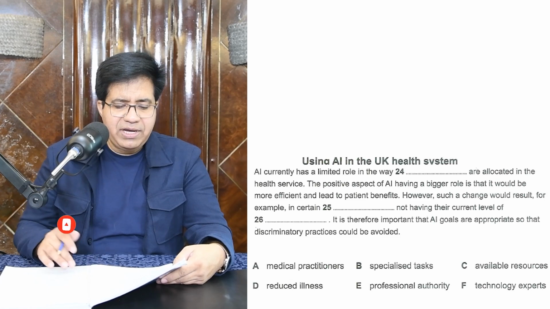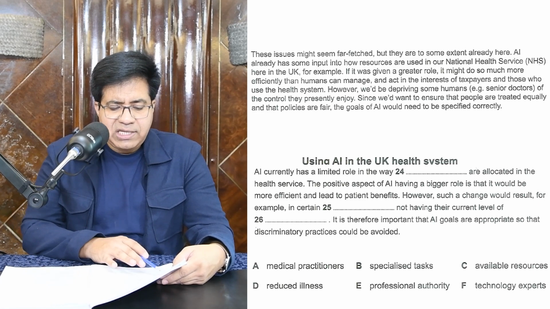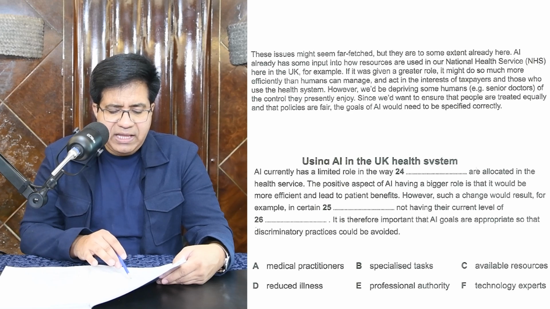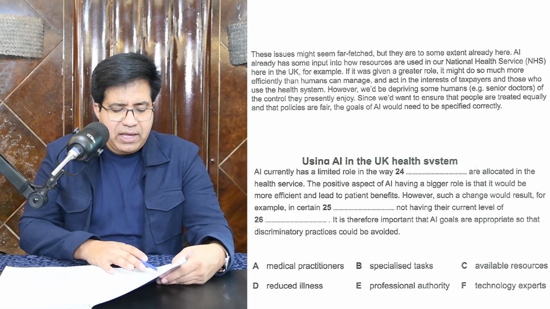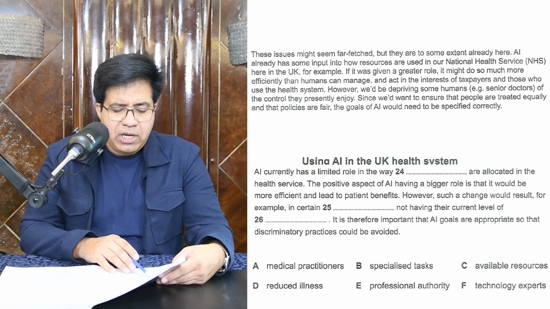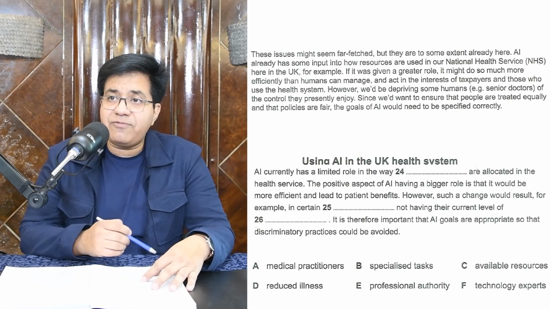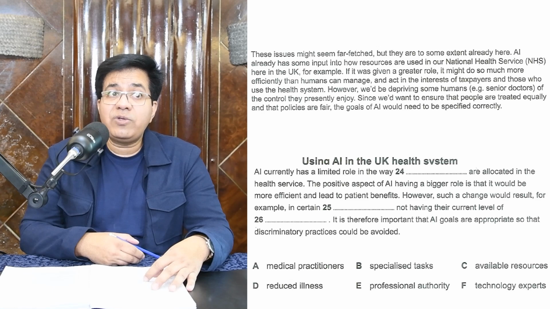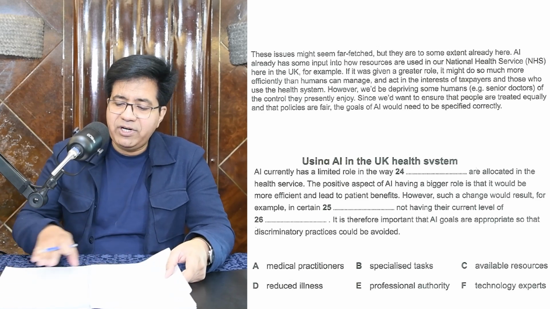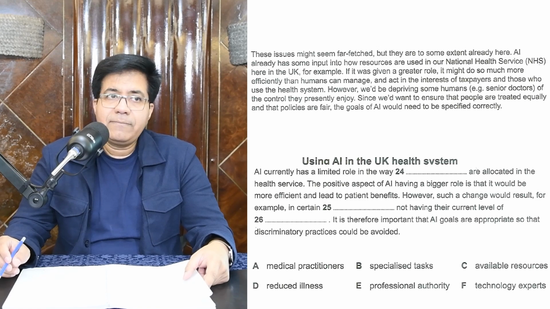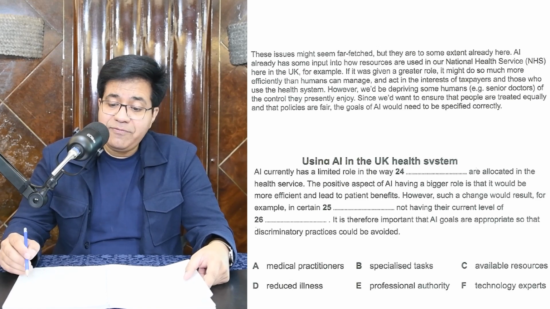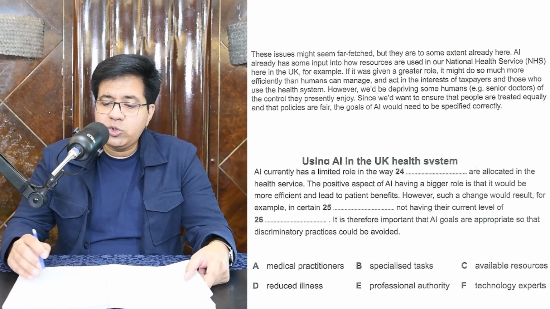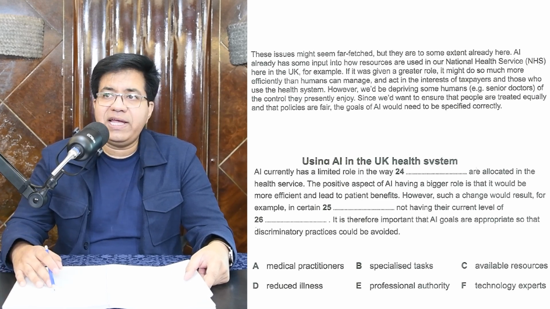So please follow me. I'm reading third last paragraph of the passage. These issues might seem far-fetched, but they are to some extent already here. AI already has some input into how resources are used in our national health service. So what is the answer? Resources. Now let's look for a word for resources in the box. Option C, well done. Available resources. So correct answer for question number 24 is C.